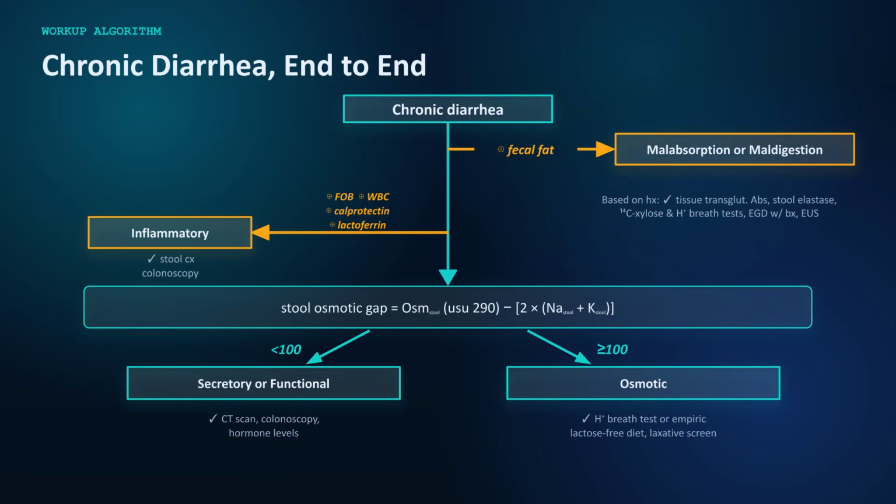Notice the design. It is a series of yes or no gates. We will now walk each gate one at a time. One more thing to notice: the branches are not sequential in time. You usually send the stool studies together and let the results tell you which branch the patient belongs on.